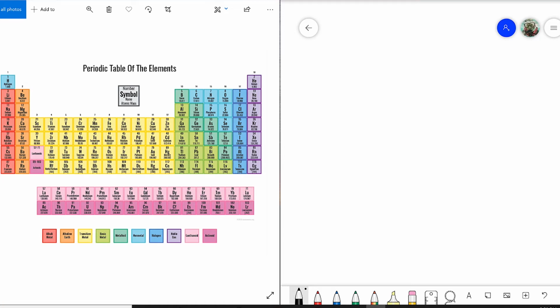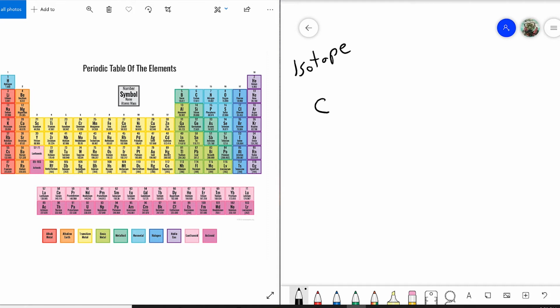Now I want to talk about what an isotope is. So an ion is a different number of protons and electrons. An isotope is when an atom has a different number of neutrons compared to protons. So let's use carbon as our example.